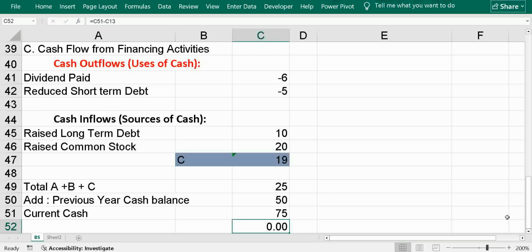So step by step you have to do what are the differences and how to make some adjusted properly. Based on that only the cash flow statement will be perfect.